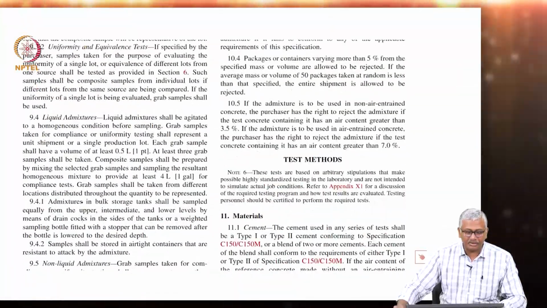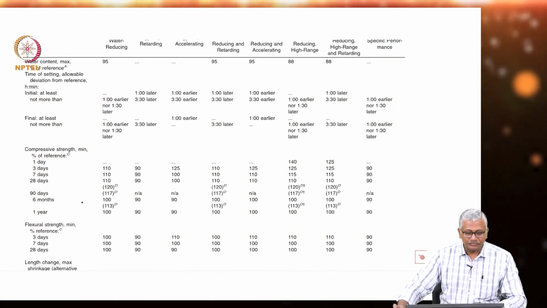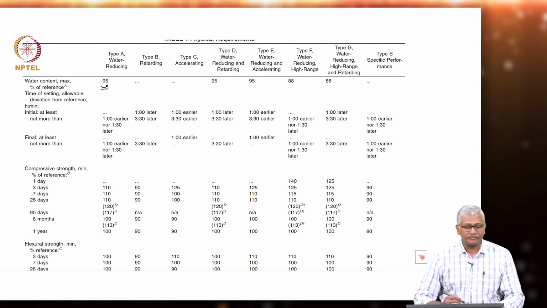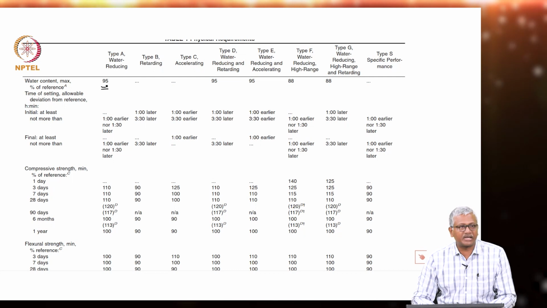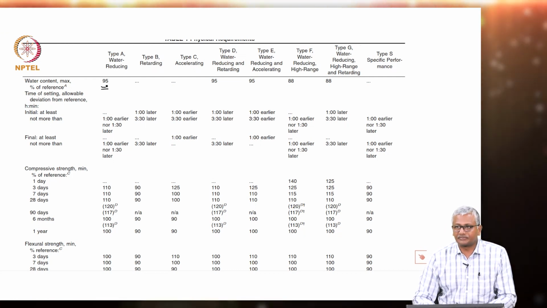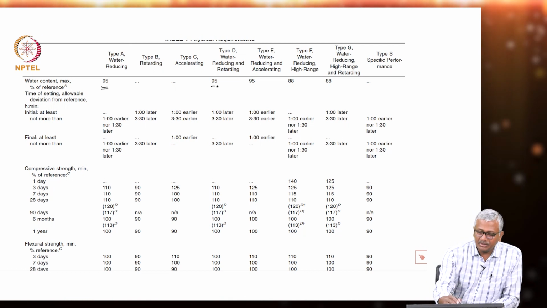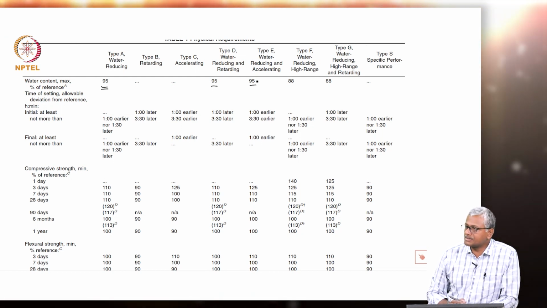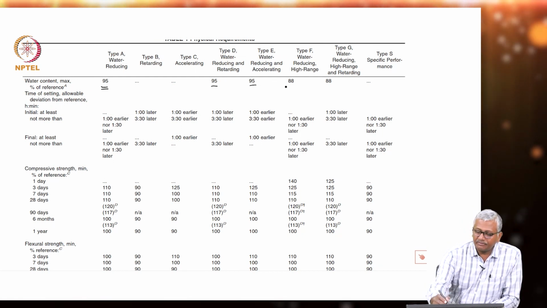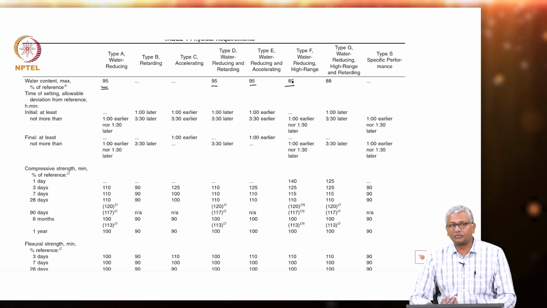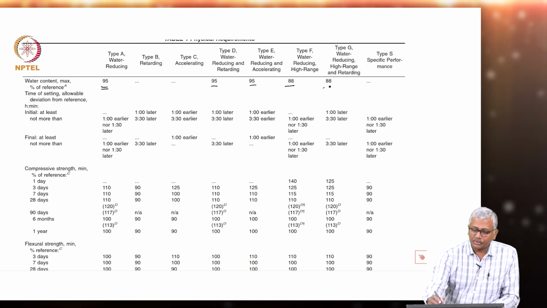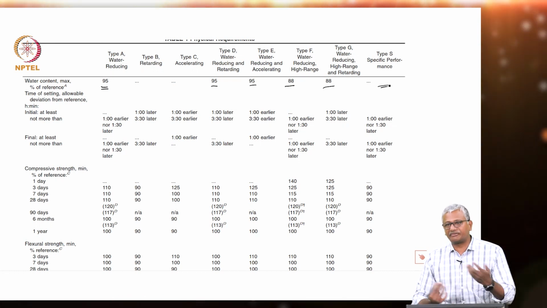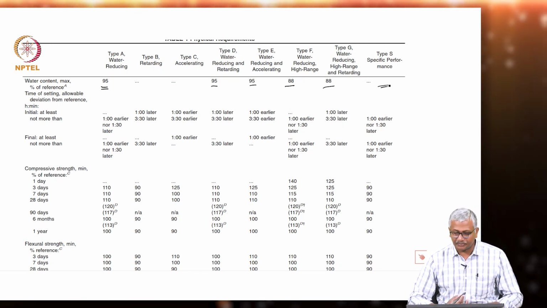So, just coming back to this table again, it clearly says that for type A water reducing admixture, the water content maximum should be 95% of the reference mix. That means you should get at least 5% water reduction. Similarly, type D, type E, both are also regular water reducers. So, 5% water reduction is what is desired from these chemicals. Then you have type F, where minimum is 12% water reduction, 12% or more, and type G also is 12% or more. Type S, there is no specific performance with respect to water reduction. It may have other functionalities, shrinkage, all of those other things could be there.